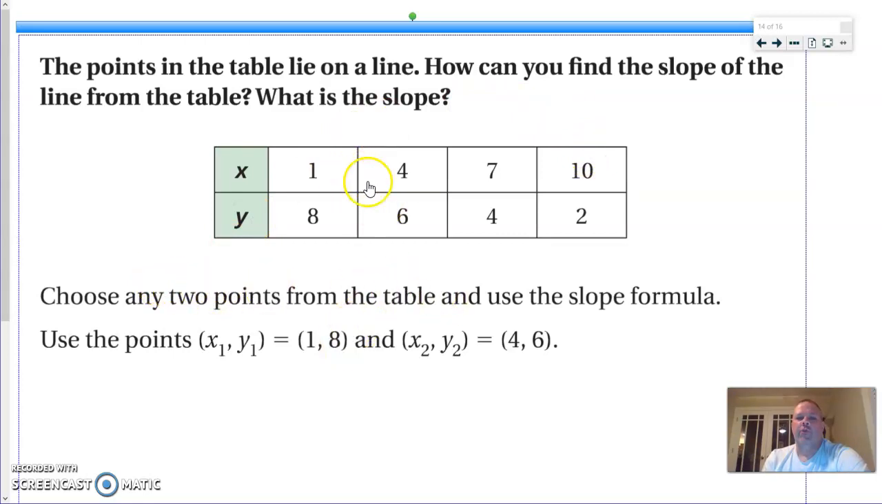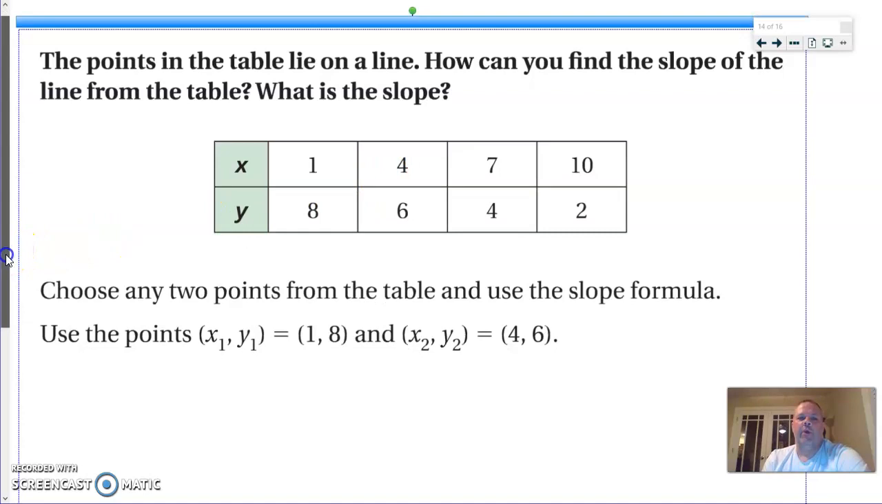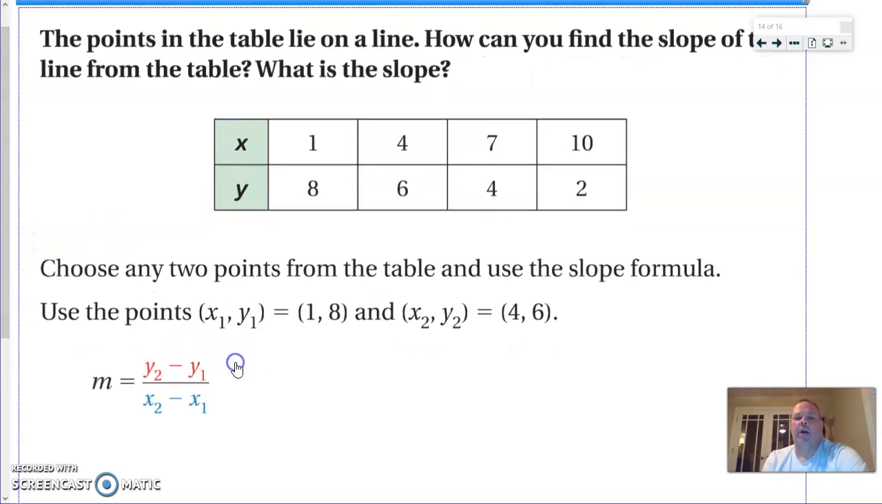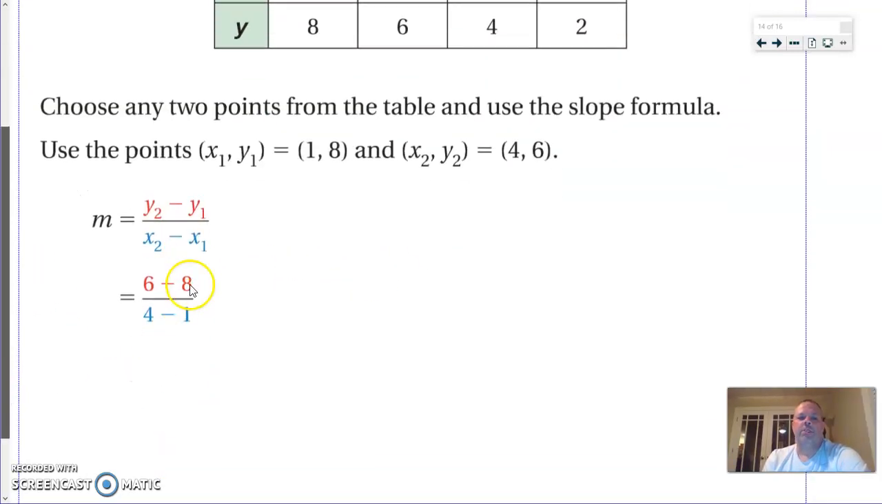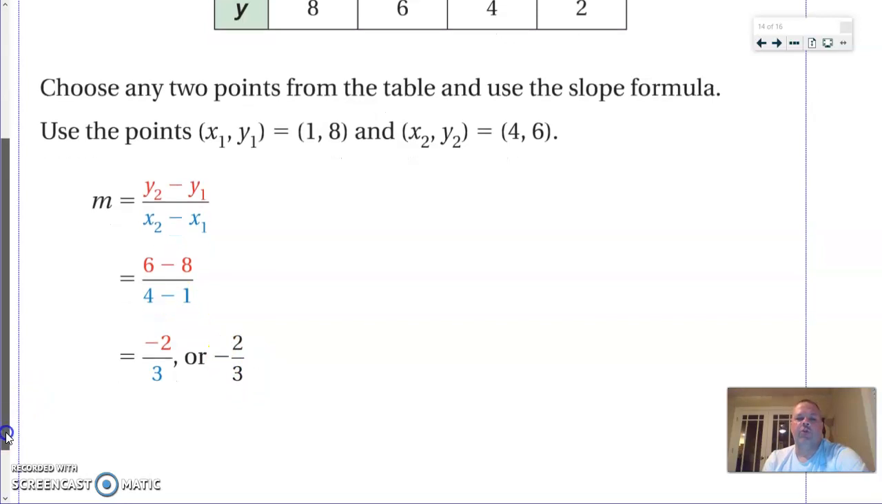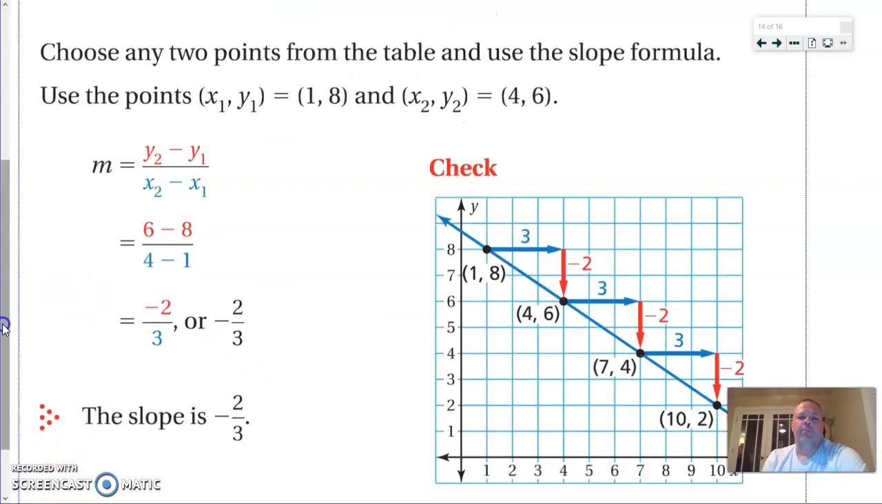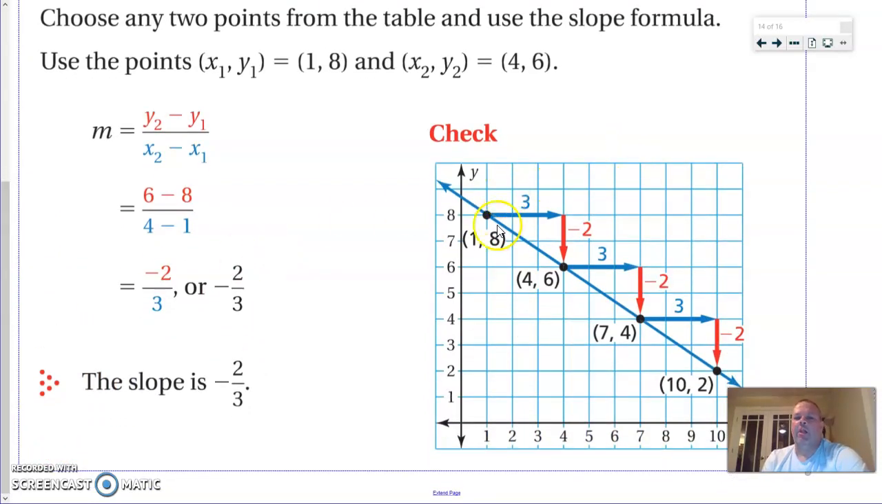They're going to choose these 2 right here, and then they're going to solve that y2 minus y1, x2 minus x1. 6 minus 8, 4 minus 1. When I scroll up, 6 minus 8 is negative 2. 4 minus 1 is 3, so we get negative 2/3. Slope is negative 2/3. Again, here would be our graph.